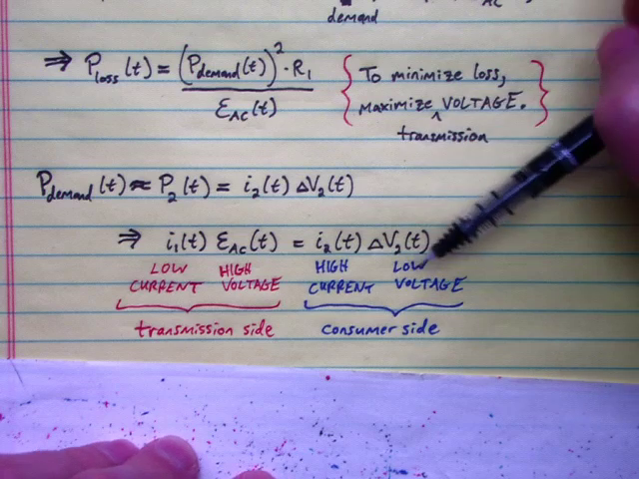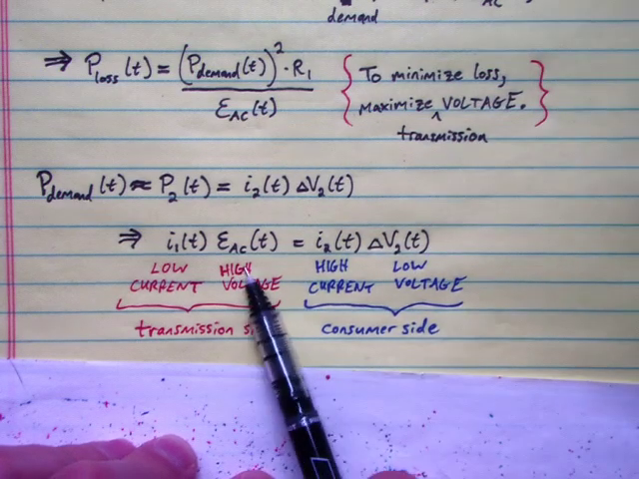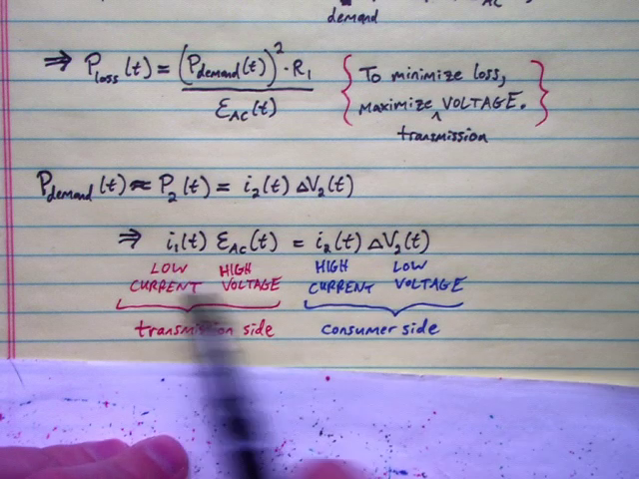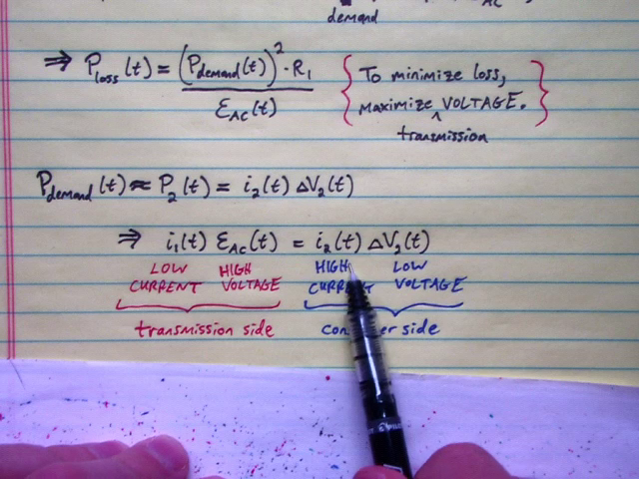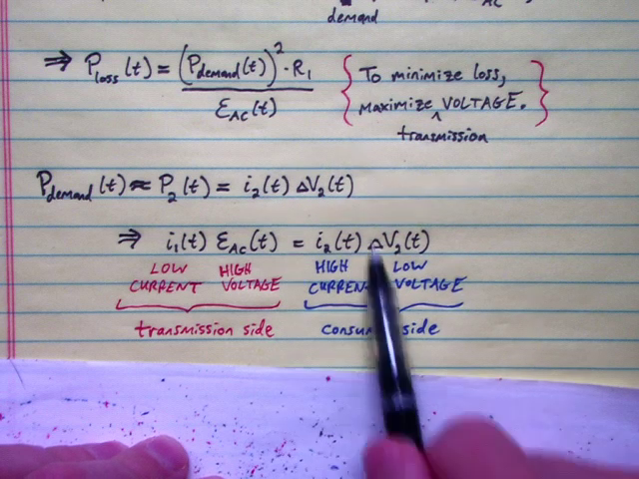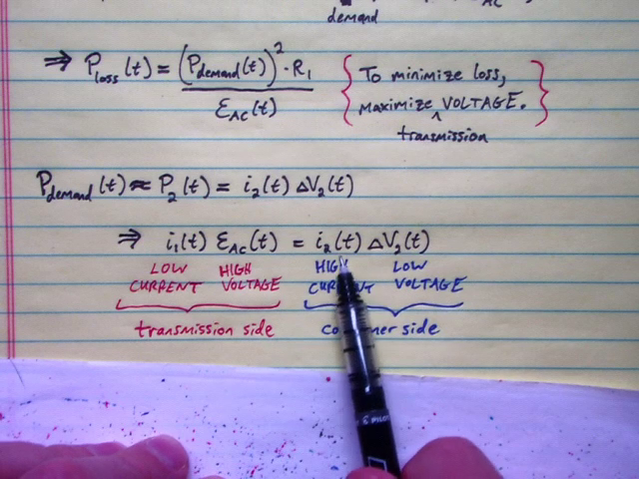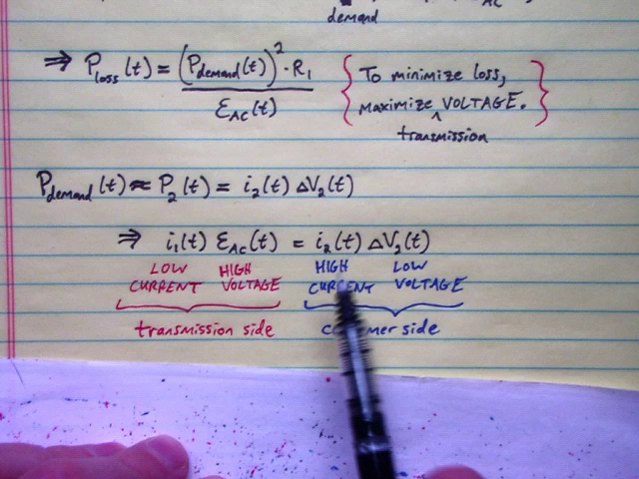That's desirable. Low voltage here for safety, high voltage here for efficiency, low current here for efficiency, high current here because it's with the consumer where you want to be delivering the power. High current there so that all our heat dissipation occurs in our consumer's appliances.